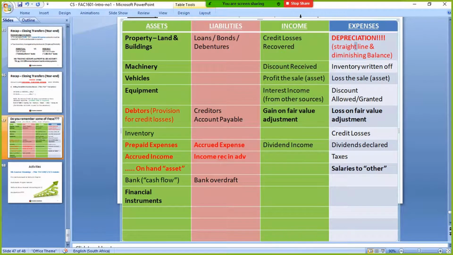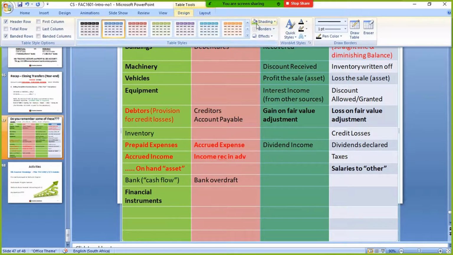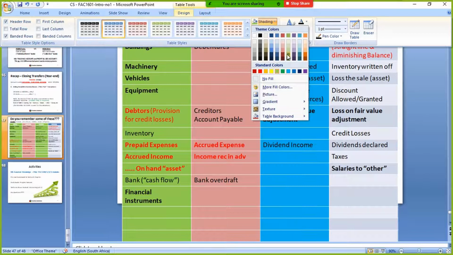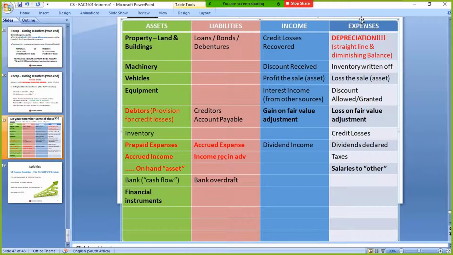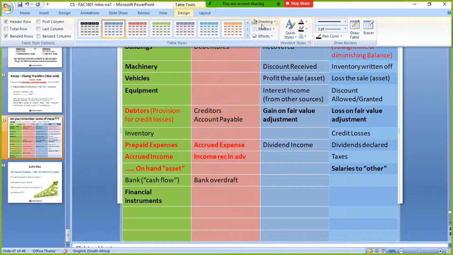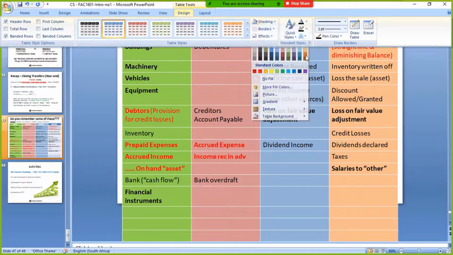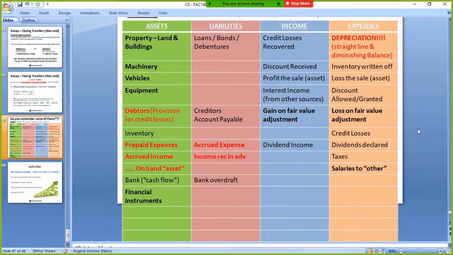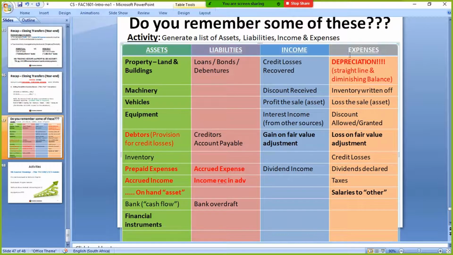Yes. Maybe I shouldn't use the same color. We'll just use a different one, whatever color we have. Let's use blue. And then expenses, let's use orange. Okay. All right. Is that better? Yes. Okay. Let me just change this as well.